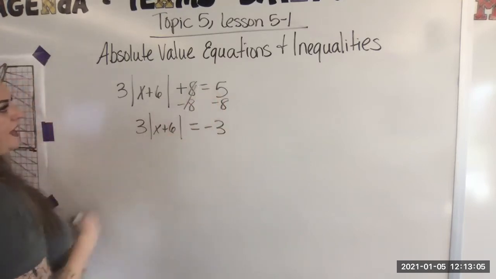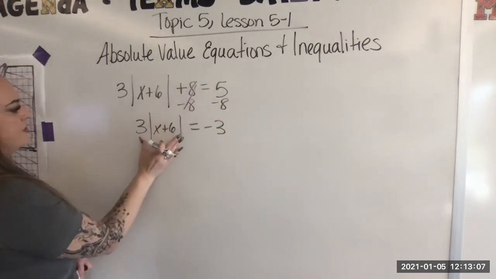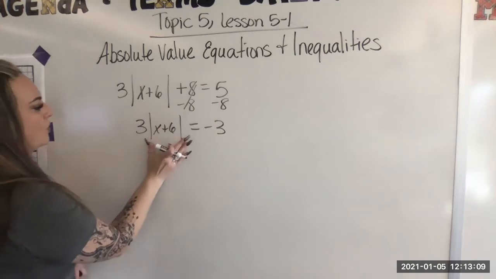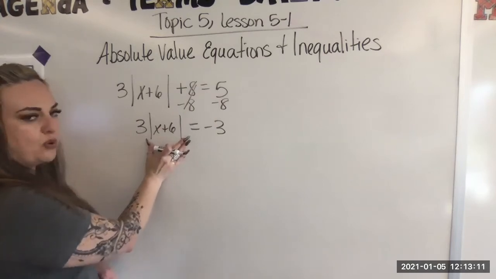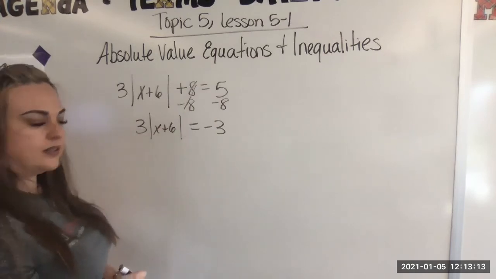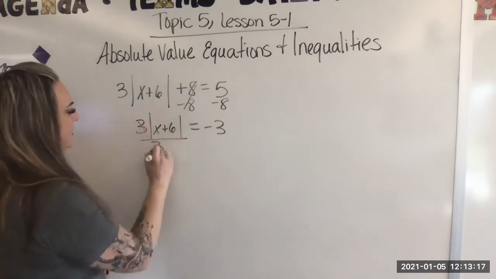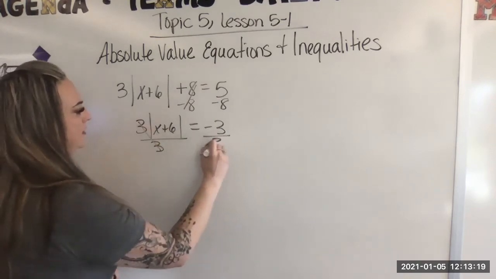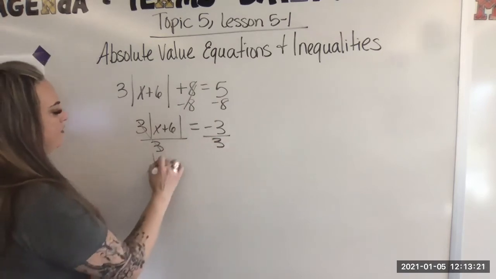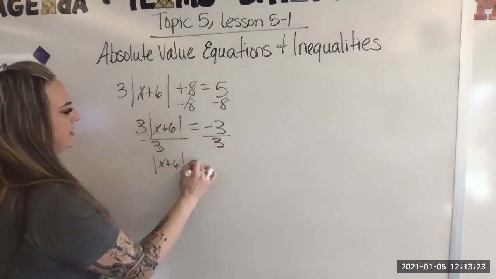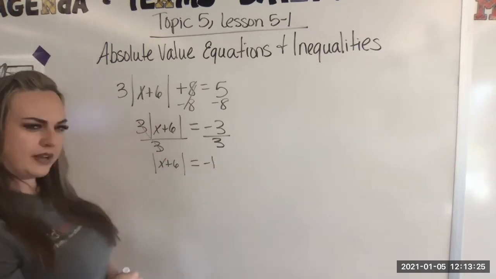And on this side, we have -3, and we've now gotten this closer to being isolated. Our goal is to isolate the absolute value portion of the equation. So if this is multiplication, we're going to divide to eliminate that 3. Now we're left with absolute value of x plus 6 equals -1.